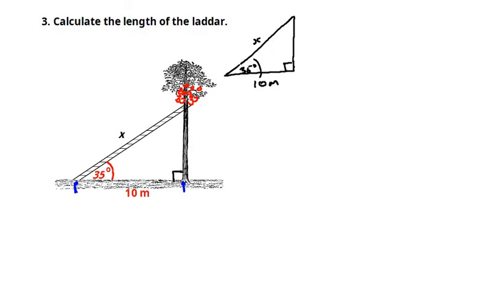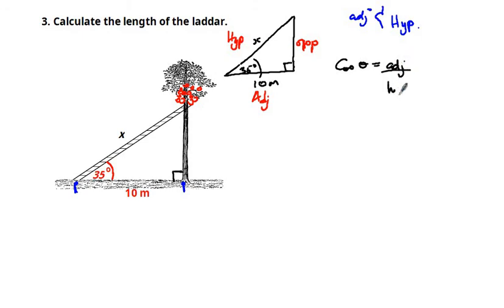So this side, based on memory and labeling, the longest side is the hypotenuse, this side would be the opposite, right, and this side the adjacent. So you are given the adjacent, ADJ, and you're asked to find the hypotenuse, HYP. So which trig ratio links those two sides, right? Based on what we have covered, it's a cosine ratio. So cos theta equals adjacent over hypotenuse.